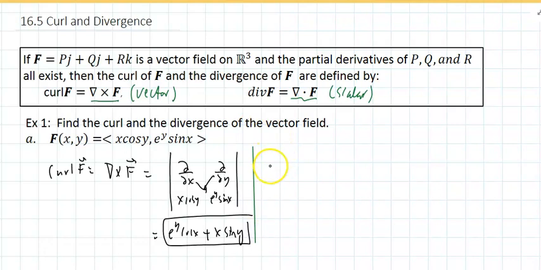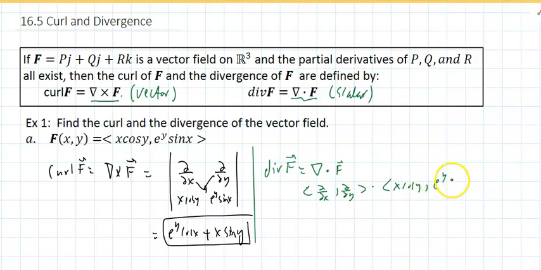And if I take the divergence of F, something we need later on, that's del dotted with F, that is the partial with respect to X, the partial with respect to Y, dotted with X cosine of Y. And I know you're wondering about something. I will elaborate in a minute. How come that's not a vector? The partial with respect to X, that is the cosine of Y, plus the partial with respect to Y, that's e to the Y sine of X.